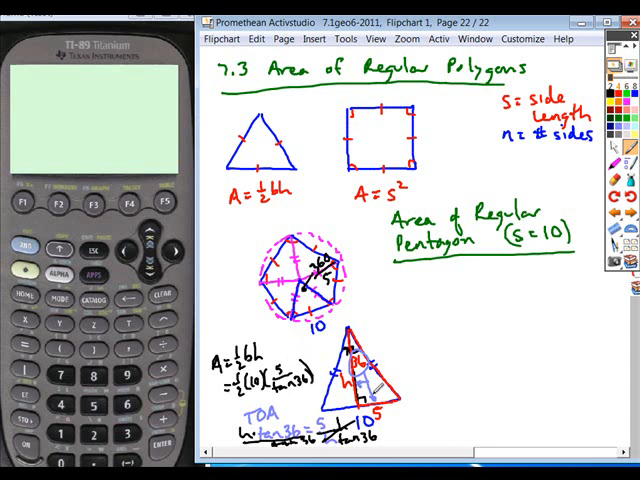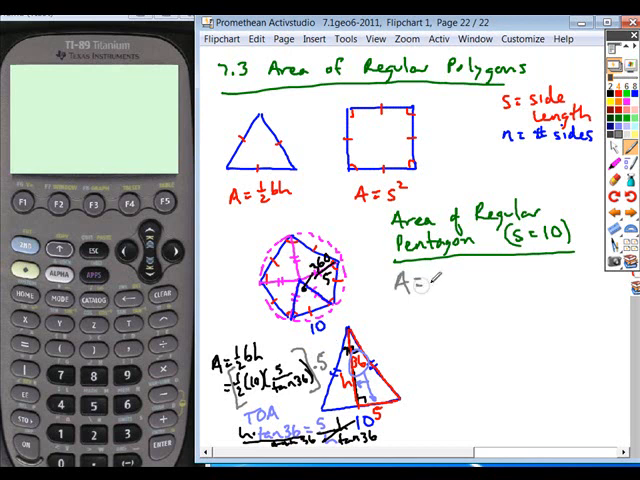How many triangles do I have in this whole regular polygon? 5. So what can I do with this area formula right here? If I take this and multiply it by 5, the number of triangles in that figure, I get my total area. Okay, so let's take a look at what we did to find this area.